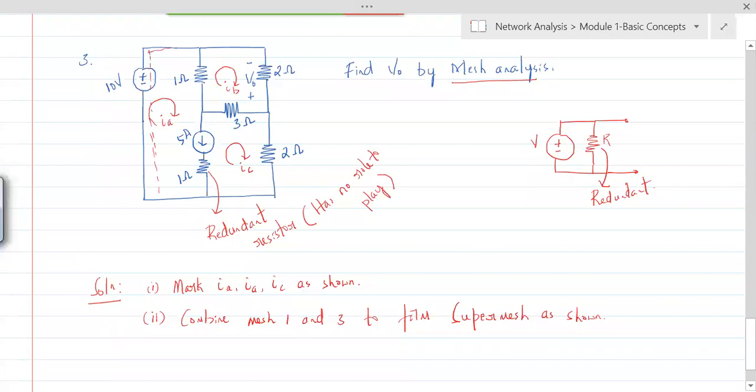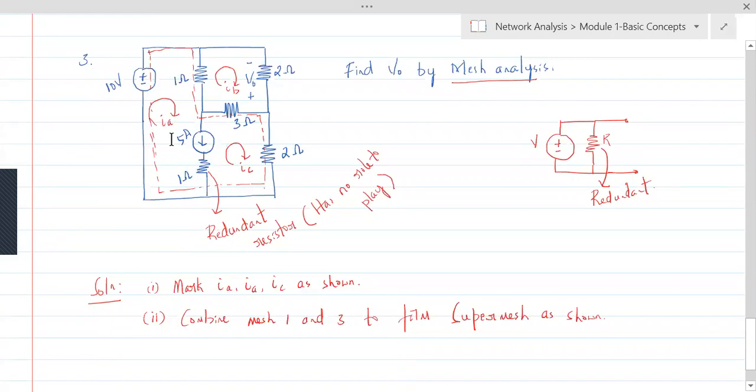So we have to take into consideration the two meshes, that is mesh 1 and mesh 3. Where IA is flowing, I'll refer to that as mesh 1. Where IB is flowing, that is mesh 2. Where IC is flowing, that is our mesh 3. So we are combining mesh 1 and mesh 3. Now we just have to write the constraint equation, and obtain IA, IB, IC.